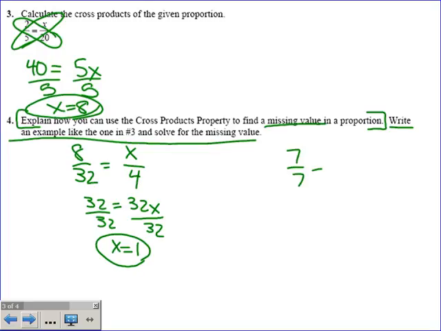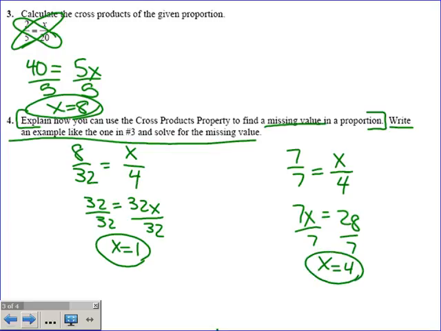7/7 equals x over 2. Well, that's going to be a good one. Oh, over 4. Let me change that. Sorry, x over 4. That's going to change the answer. So you cross multiply. 7 times 4 is 28. 7 times x is 7x. Divide both sides by 7 and x equals 4. I think that's a good example. It's a really easy example, but it is a good example. It does work.